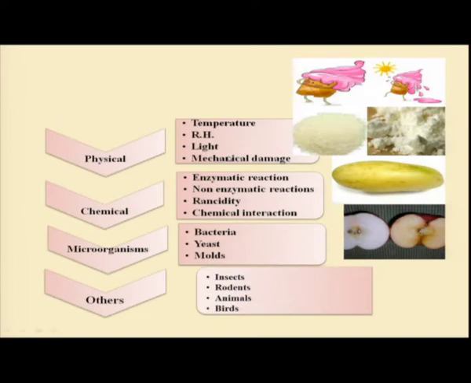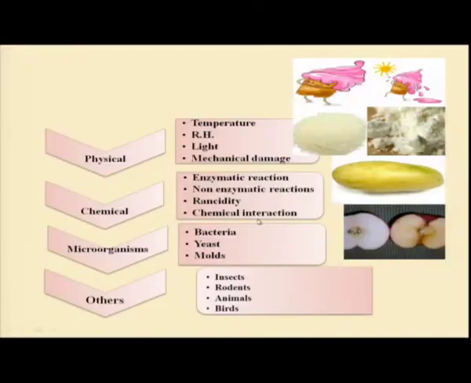Now, when we talk about the factors which control food spoilage, we can talk about, one, the physical changes which happen to the food. These physical changes, which cause spoilage or change in the texture or odor, can be because of variation in temperature, variation in relative humidity, fluctuation in the light where it is stored, and then mechanical damage to the food concerned. All these are the physical parameters which can spoil a food.